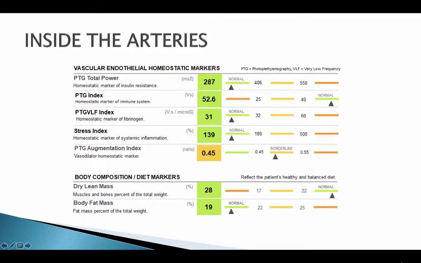The TM Flow machine will look inside the arteries and basically tell you if the person is prone to diabetes with insulin resistance, or has a decreased immune system, or signs of inflammation. And again, this is a normal result here on a young, healthy person, and they don't have the signs of inflammation, the signs of increased resistance to insulin, and signs of a depressed immune system.